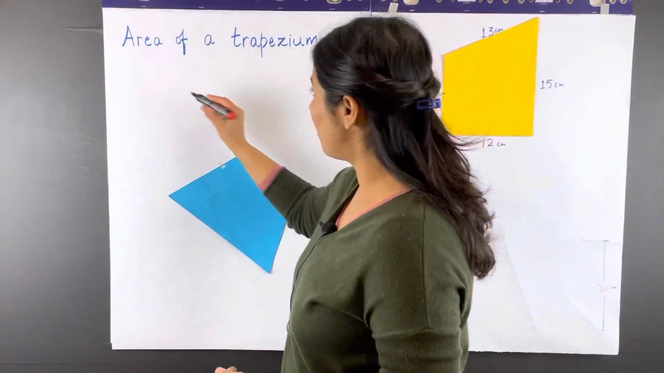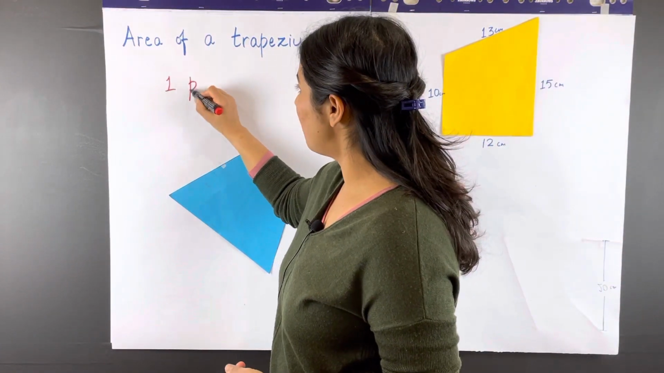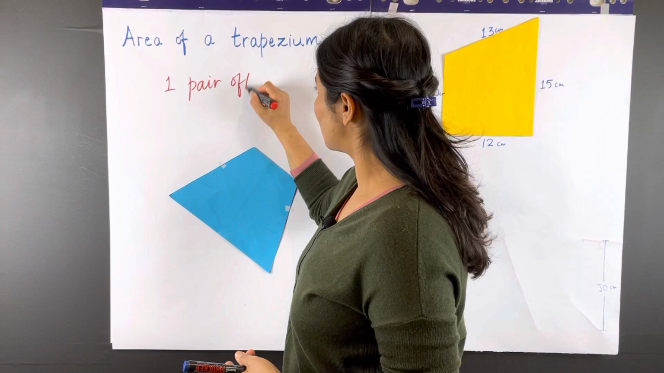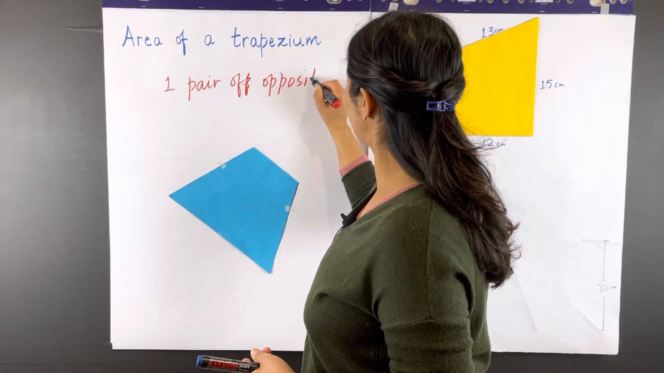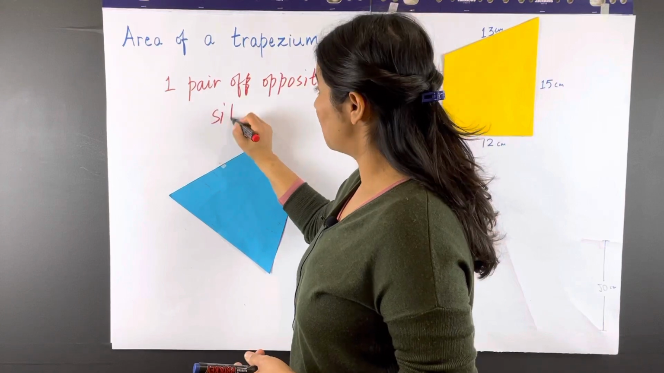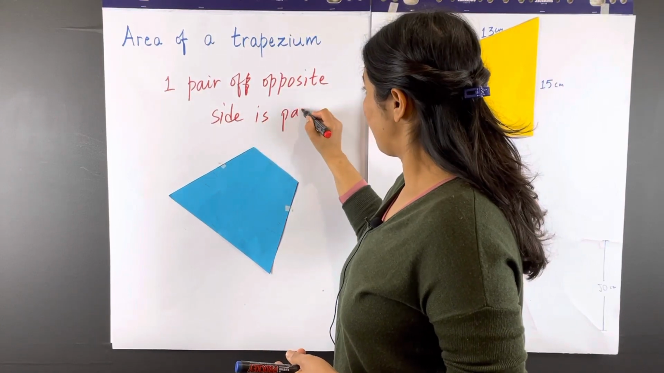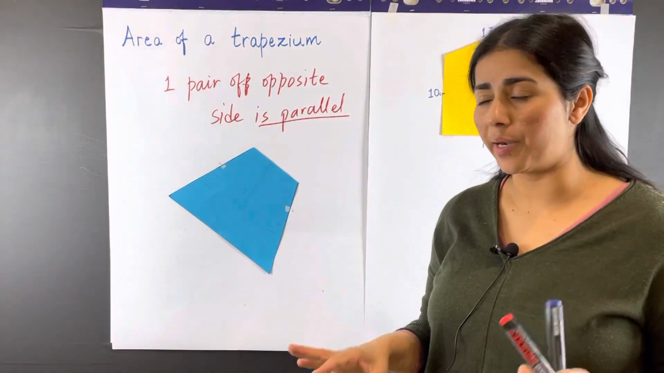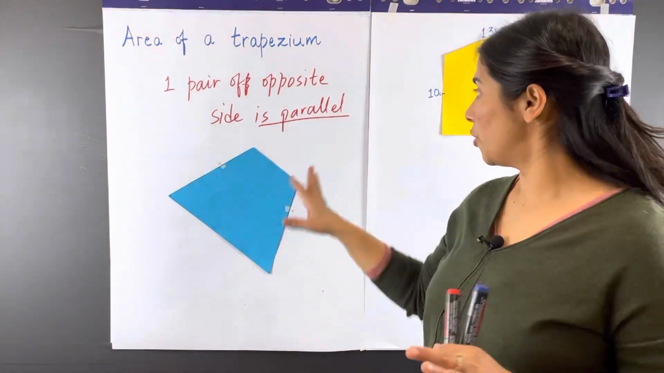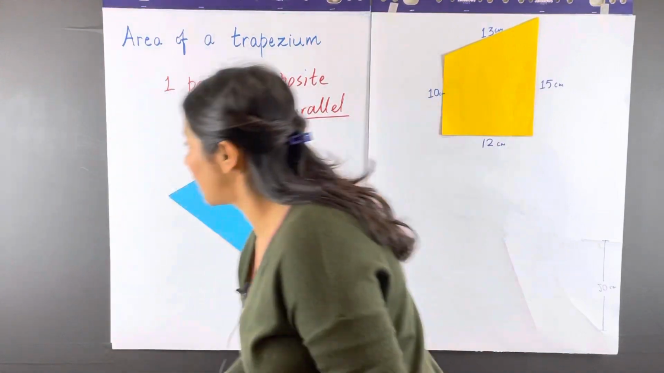It is that one pair of opposite sides is parallel. And what does that mean? How do you find out parallel sides? Parallel sides are not necessarily equal. Parallel sides may or may not be equal. So let's look at which two sides are parallel.